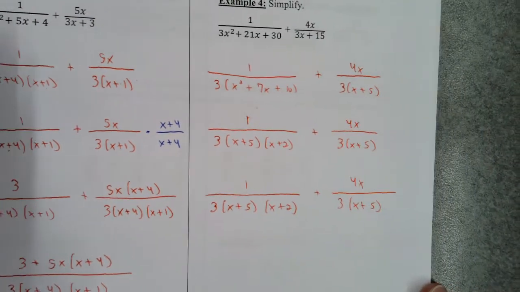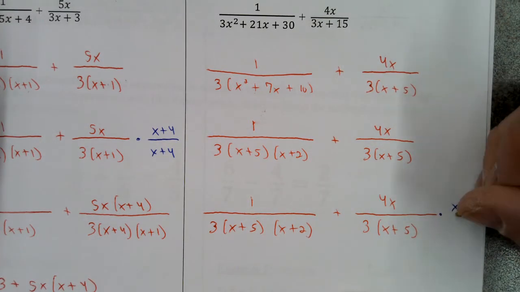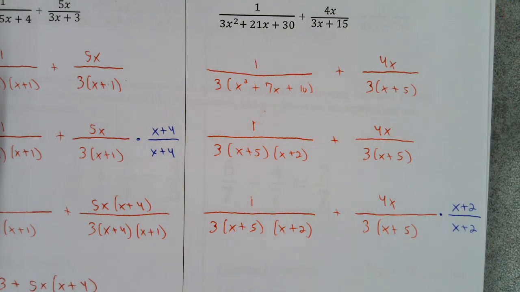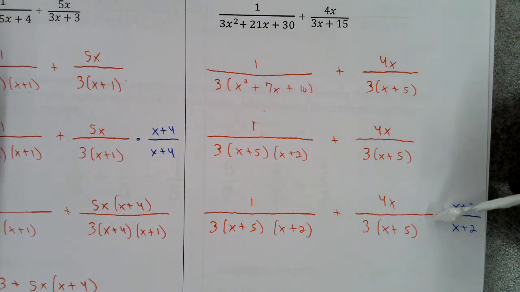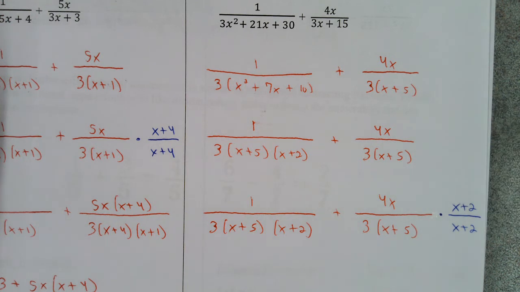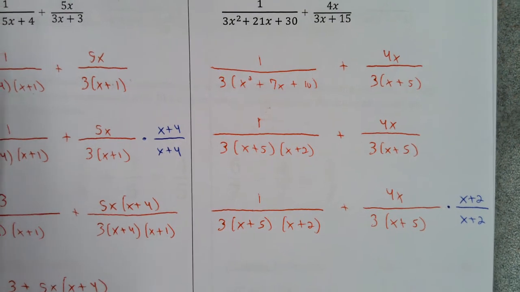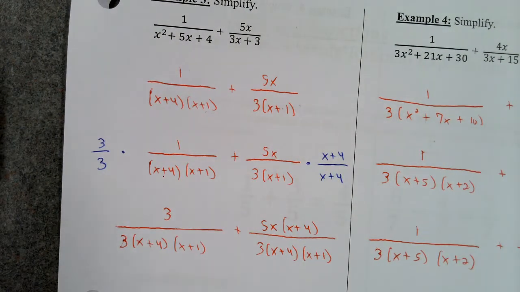You always do it over itself because that means you're multiplying by 1, and that's fine. When you multiply by 1, you don't actually change anything. So that's why you're allowed to do that. Okay. So again, you multiply by x plus 2 over x plus 2. Just like in number 1 or number 3, we did x plus 4 over x plus 4 to get a common denominator. And over here, we did 3 over 3 to get a common denominator.